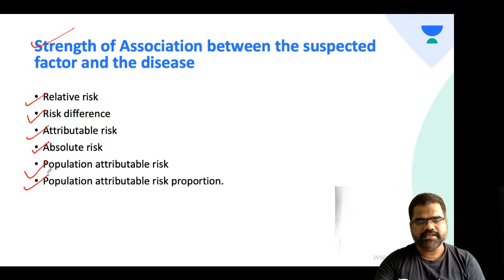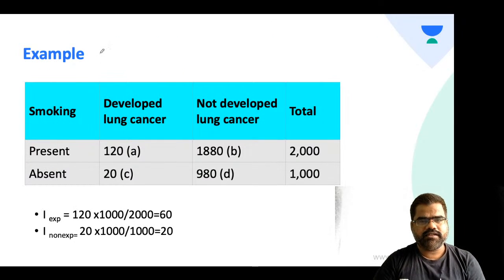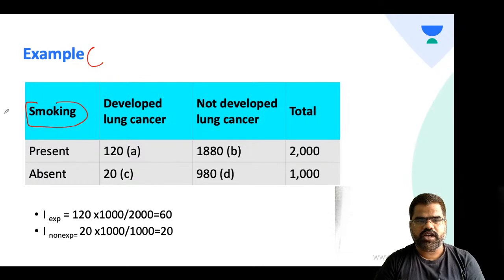It's very easy. Let's come to a hypothetical example I have taken. There are 3000 people in totality. I'm checking smoking with lung cancer. One group is exposed to smoking, the other group is not exposed. Smokers total population is 2000 and non-smokers total population is 1000, and these are the numbers who have developed disease.